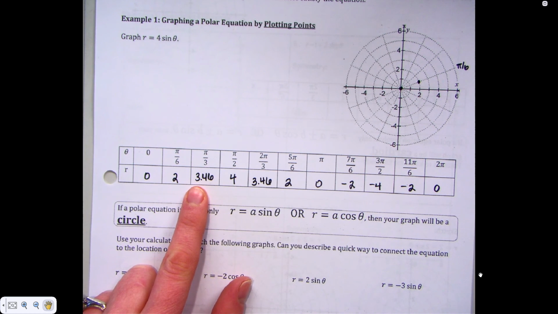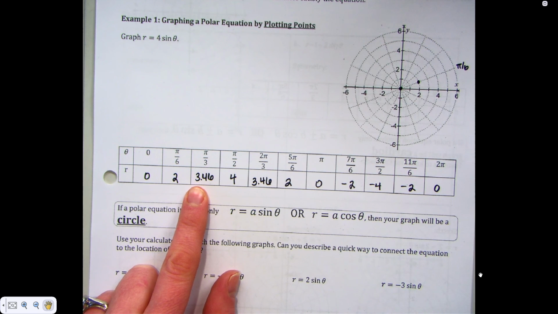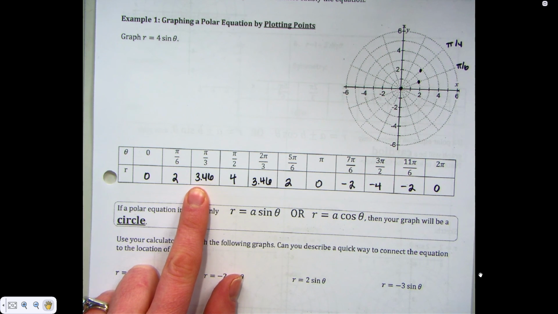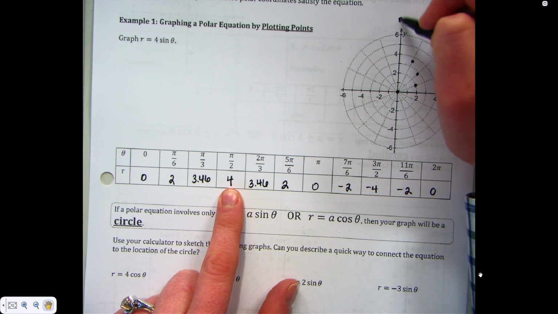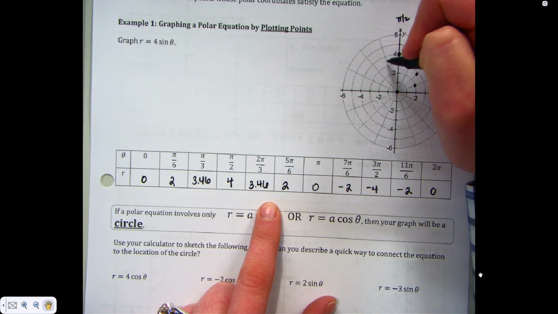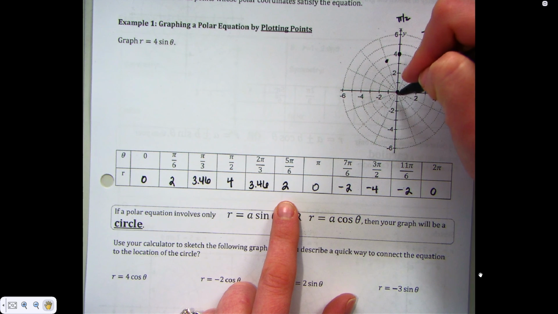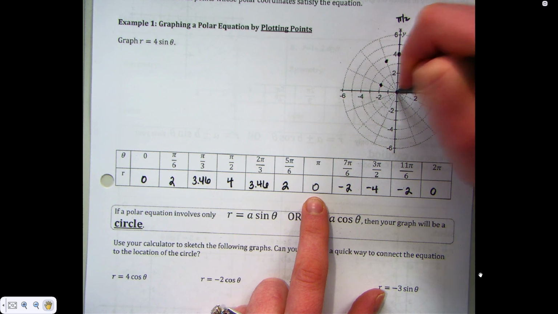I didn't put pi over 4 in here, but if we wanted to, we could add that one in, right? It was 4 times the sine of pi over 4, so around 2.8. So a little less than 3 when I'm at pi over 4. At pi over 3, I'm going to go out about 3.5. The grid paper is not perfect here. In the direction of pi over 2, I'm moving up 4 units. And in the direction of 2 pi over 3, I want to stay about the same as I was over there, 3.46. At 5 pi over 6, I'm out 2 units. And at pi, I'm back to 0 again.